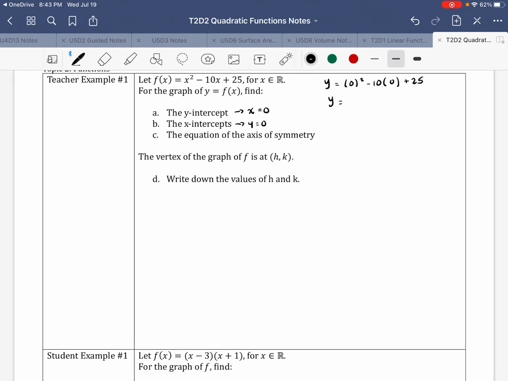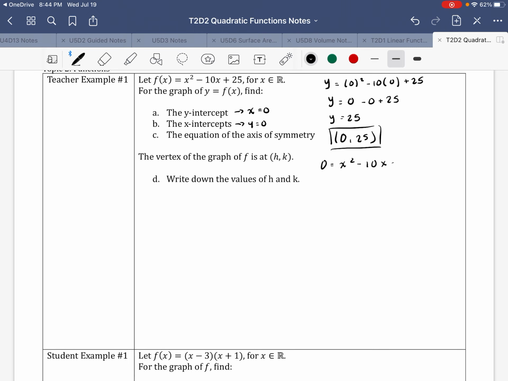The zeros cancel out. 0 minus 0 plus 25. We get a y value of 25, right? So we know that the x is 0, the y is 25, so that gives us our y-intercept, (0, 25). Now, in order to find our x-intercepts, we're setting our y equal to 0.